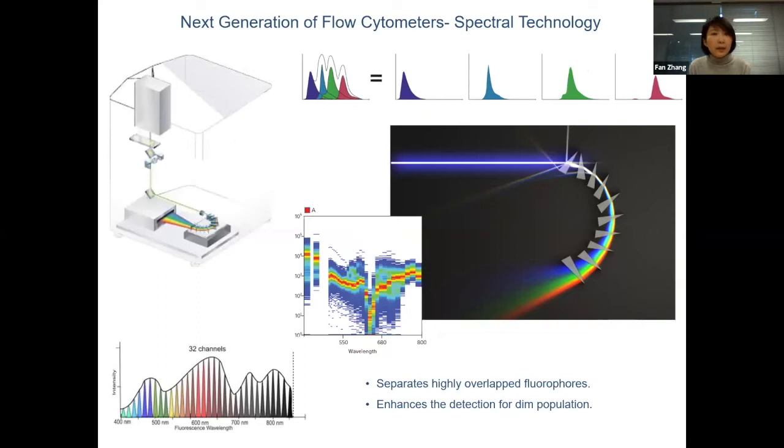Spectral technology is considered the next generation of flow cytometers. Different from a conventional cytometer, the spectral analyzers use prisms to split the emission light across an array of detectors. In our spectral analyzer, we have 32 channels to capture the whole spectrum for each fluorophore. So this technology is able to separate highly overlapped fluorophores, and also enhances the detection of dim populations.